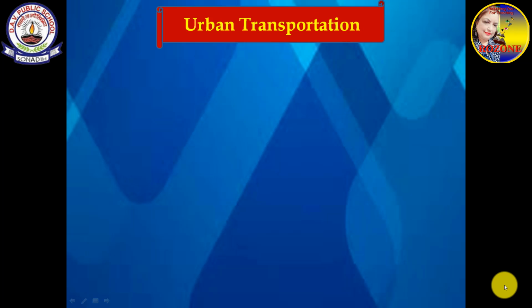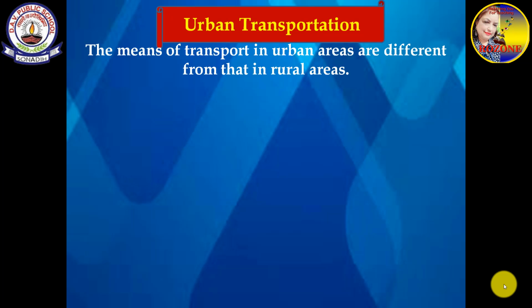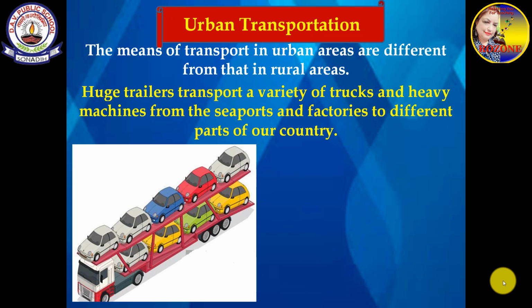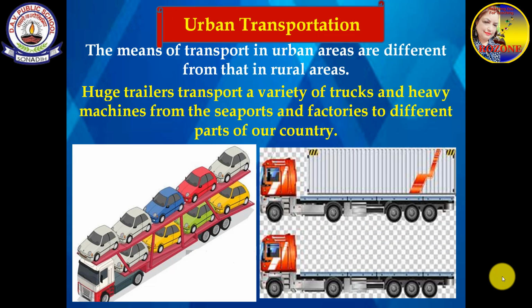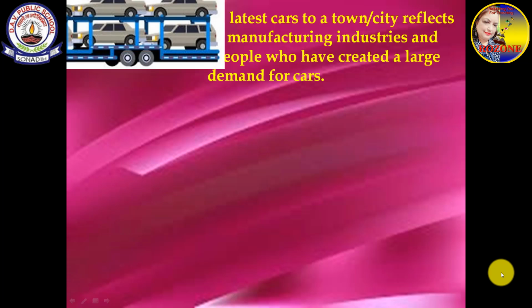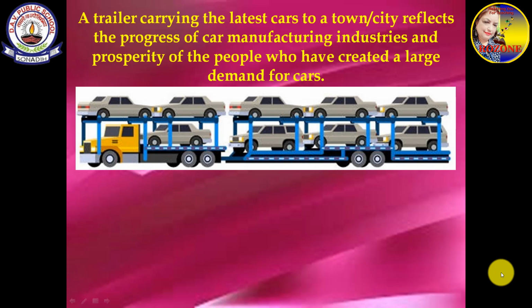Urban transportation. The means of transport in urban areas are different from that in rural areas. Huge trailers transport a variety of trucks and heavy machines from the seaports and factories to different parts of our country. A trailer carrying the latest cars to a town, city reflects the progress of car manufacturing industries and prosperity of the people who have created a large demand for cars.